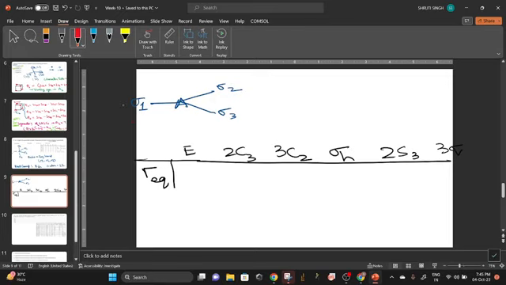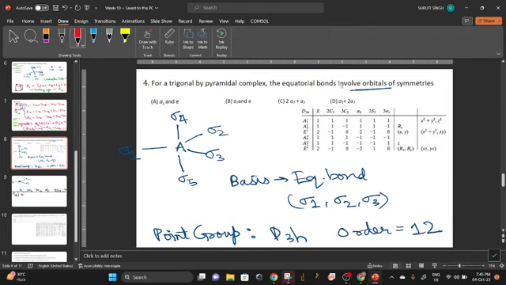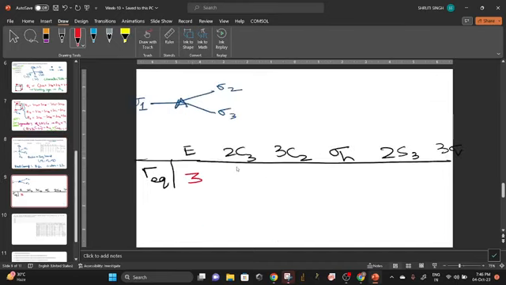Now, under E, nothing will change. So sigma 1 remains sigma 1, sigma 2 remains sigma 2, sigma 3 remains sigma 3. So the number of unchanged atoms is 3. Here, we have to consider all of them as separate quantities because the question is asking about the equatorial bonds. So this is one quantity, this is one quantity, this is another quantity. So it is not a linear combination. Now under E it is 3.